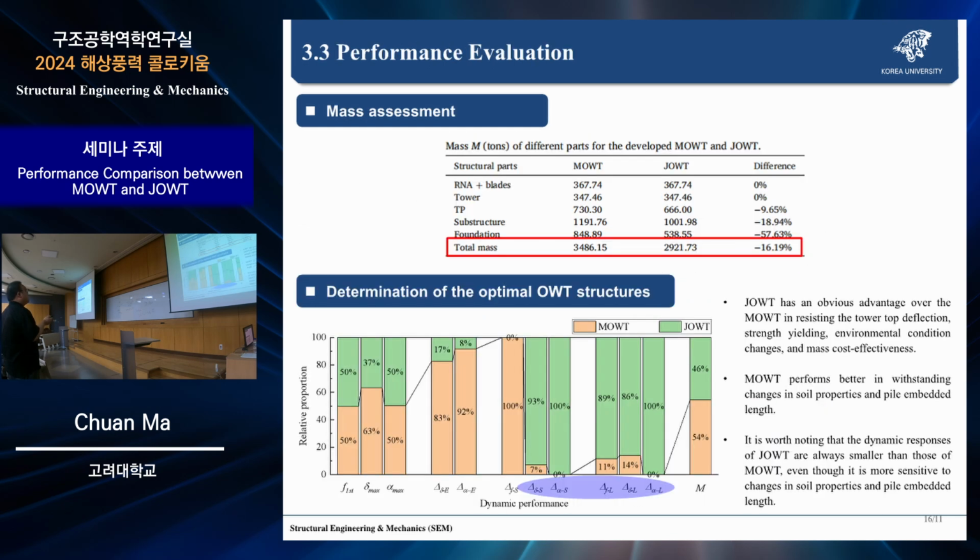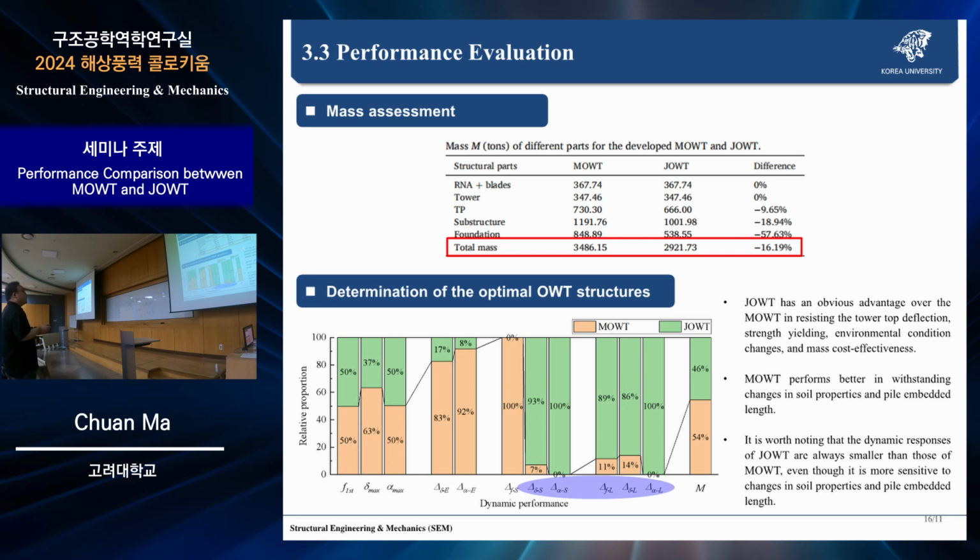And also we make a mass assessment between the monopile of the wind turbine and the jacket of the wind turbine. We can see that for the total mass, it has a 16% difference. The jacket of the wind turbine is lower, around 60%. So in summary, here we make the overall performance comparison.